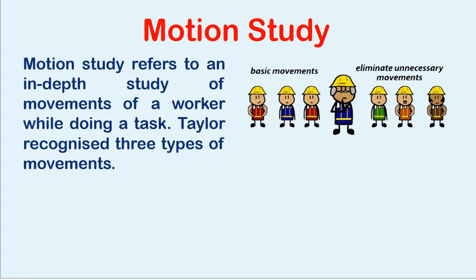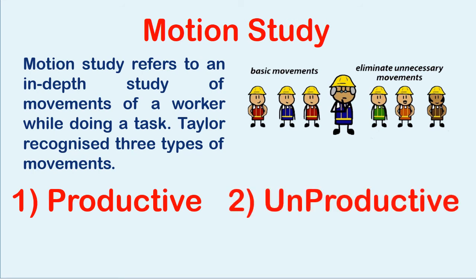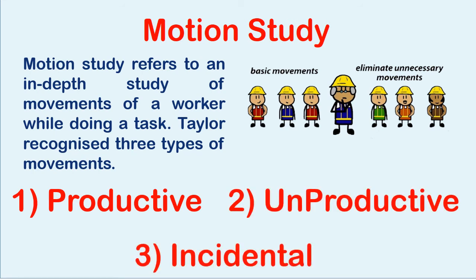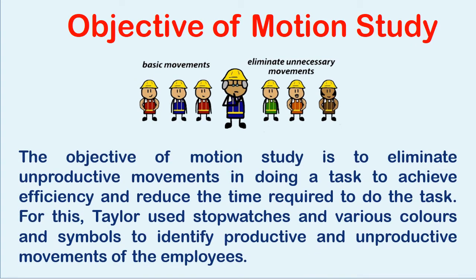Similarly, when it comes to any other manufacturing unit, we need to study the movement of workers when they are doing the task. Taylor came up with three different types of movement: first is productive movement, second is unproductive movement, and third is incidental movement. And what was the objective of doing this study? It was just to eliminate unnecessary movement so that time is saved.